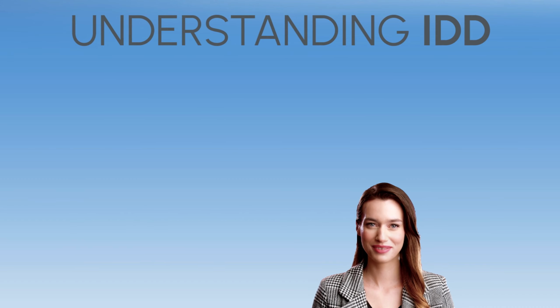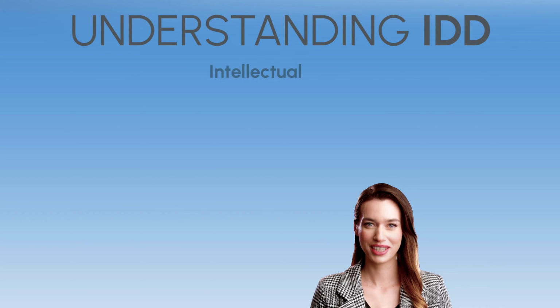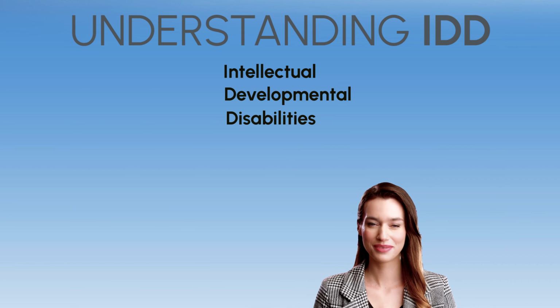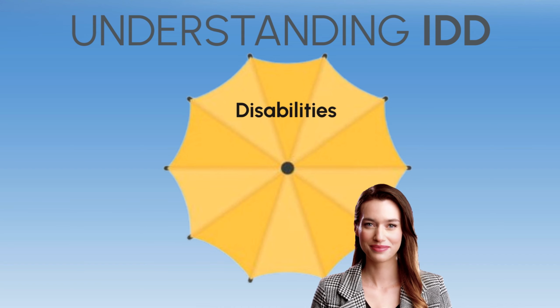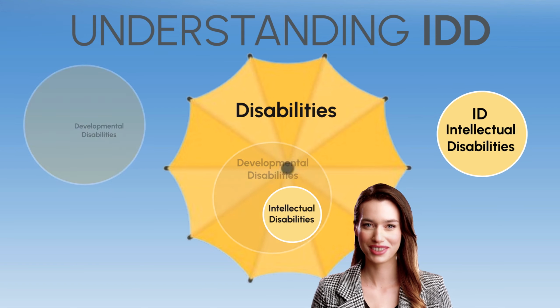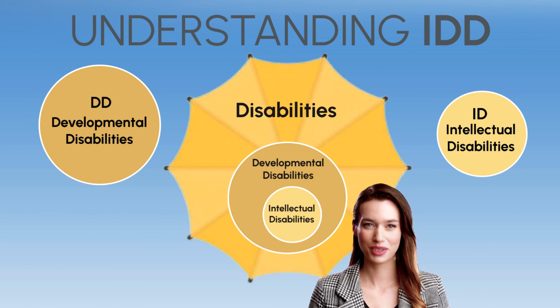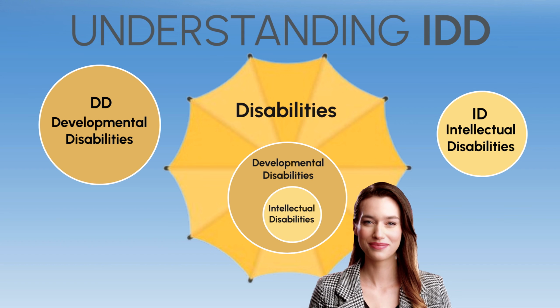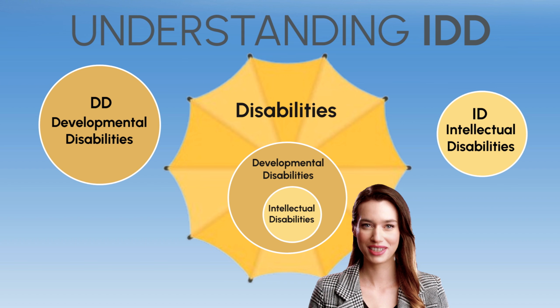So, what is IDD? IDD stands for Intellectual and Developmental Disabilities, a broad term that includes different conditions affecting learning, communication, and daily life skills. Now, think of disabilities as a big umbrella. Under this umbrella, there are intellectual disabilities, or ID, and developmental disabilities, or DD. There are many types of physical and cognitive disabilities under this umbrella, but let's discuss the two categories that Best Buddies supports.